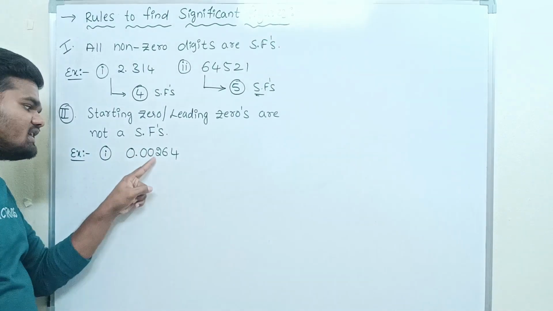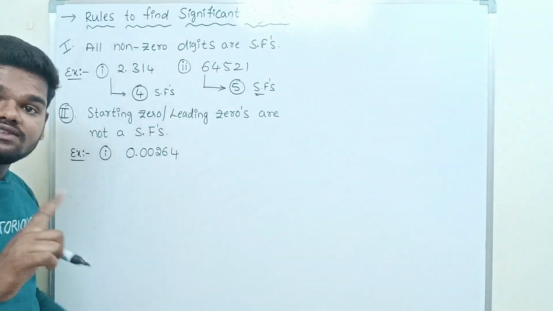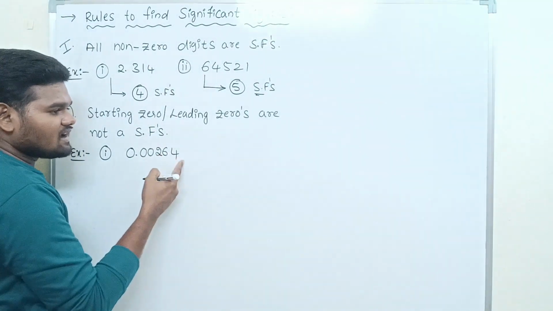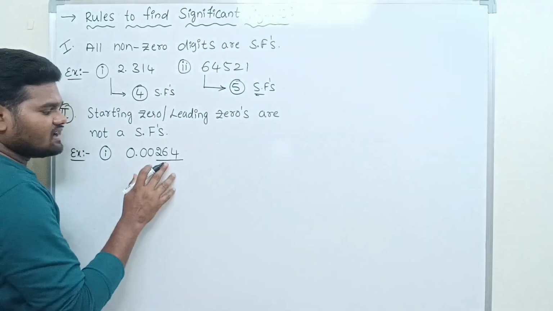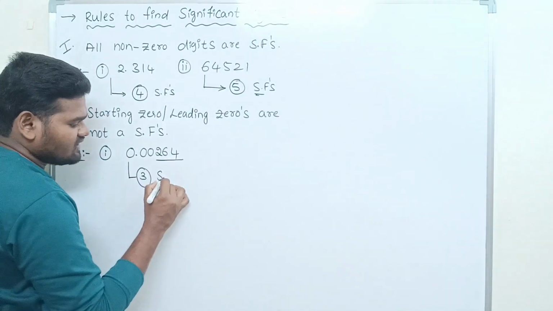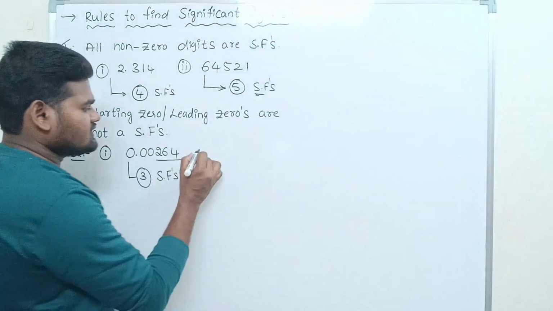These three are called what? Starting zeros or leading zeros. These starting zeros or leading zeros are never significant figures. So the remaining digits are what? These are non-zero digits, so these are significant figures. So this number consists of three significant figures. Are you getting it? Okay.